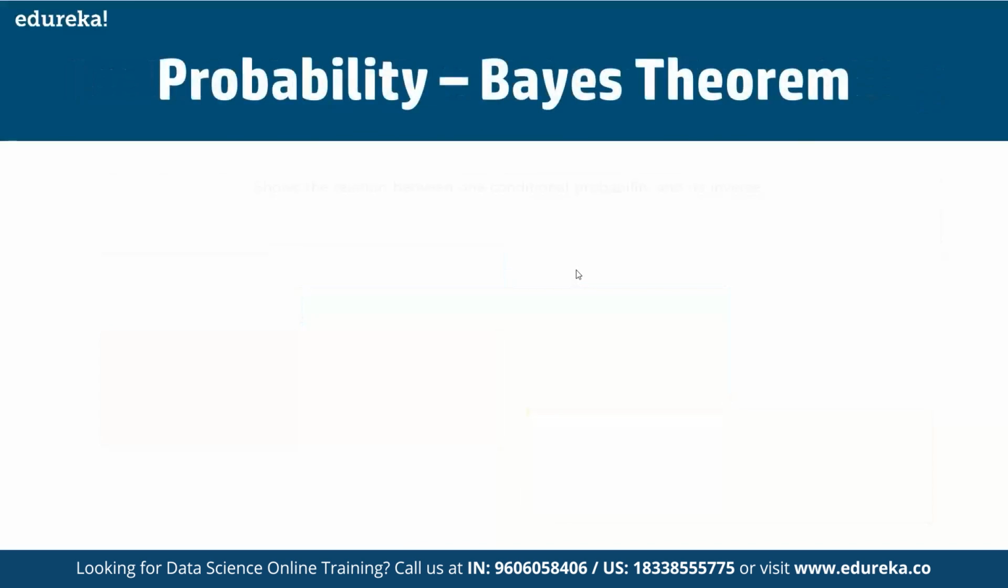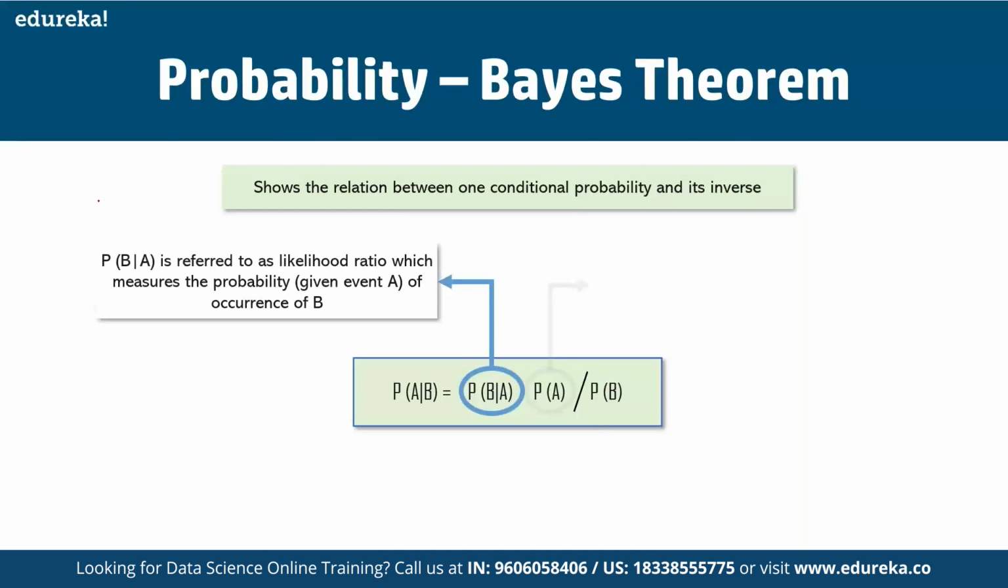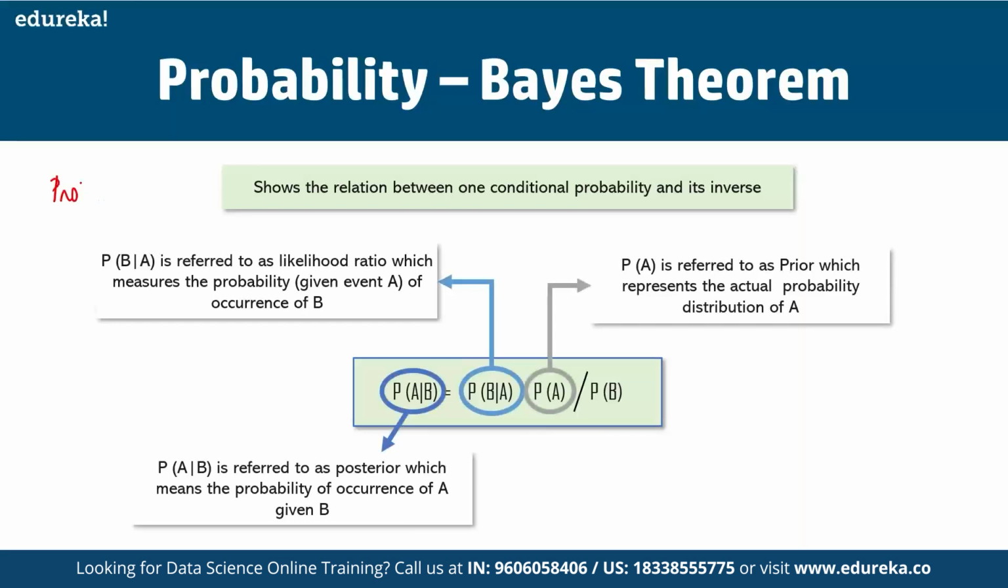All right. So we just discussed probability, and then we spoke about joint probability. Then we spoke about conditional probability, and we have something called Bayes theorem.